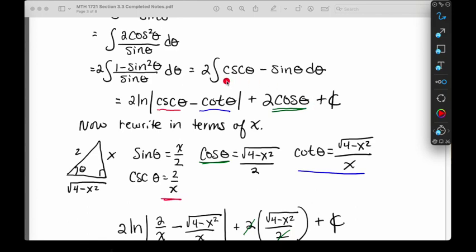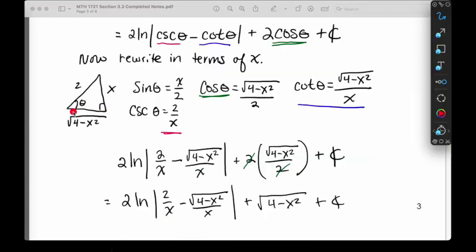So now these I can directly integrate using our formulas. So I have 2 times the integral of all this. So that's going to give me, when I integrate cosecant, I get 2 times the natural log of cosecant minus cotangent plus 2 times the cosine of theta plus my constant. Now we have this completely integrated, but we still need to write our final answer in terms of x.